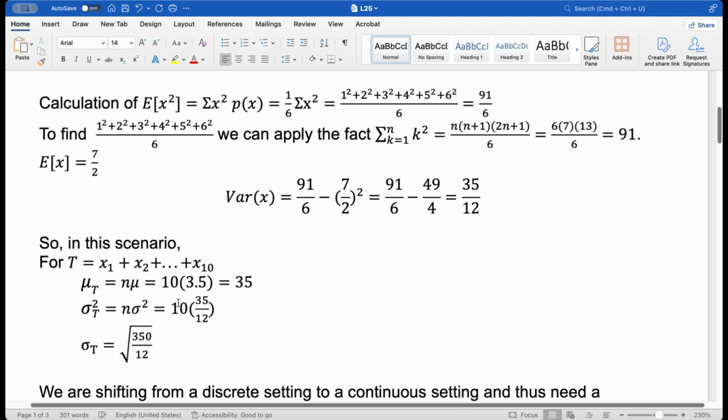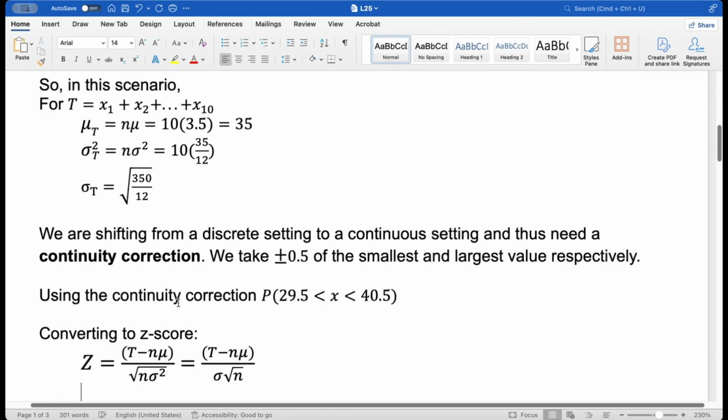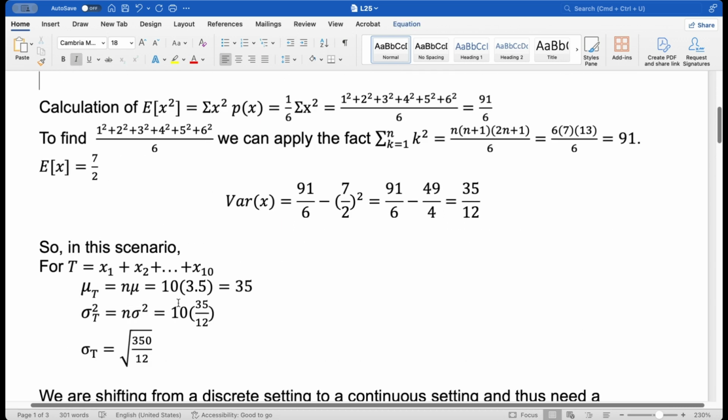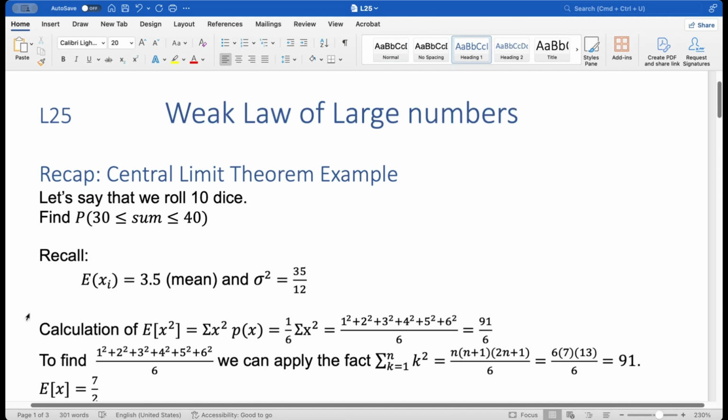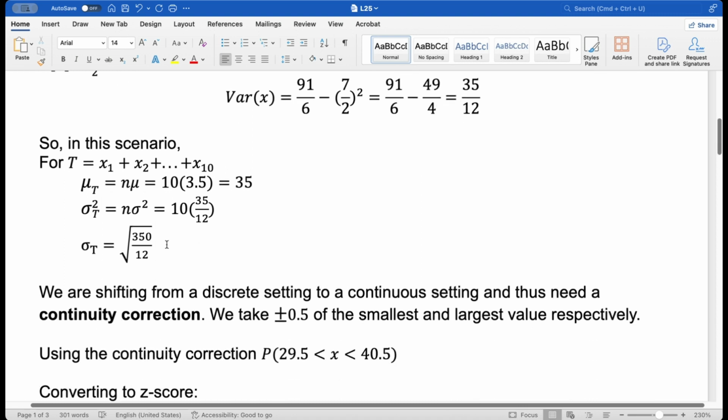Now, rolling a die, the outcomes are discrete: 1, 2, 3, 4, 5, 6. But we're shifting over here to a normal distribution, which is continuous. So technically, we should be doing the continuity correction, which is to add or subtract 0.5 on the endpoints. Since these values were included, since it was 30 to 40 inclusive, we're going to expand outward, down a half on the 30, up a half on the 40, and work with 29.5 to 40.5.